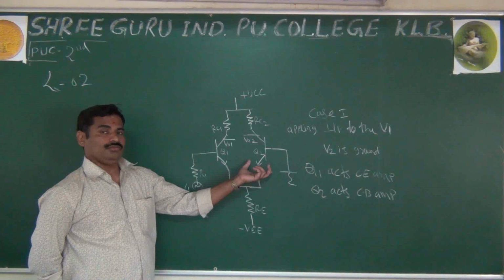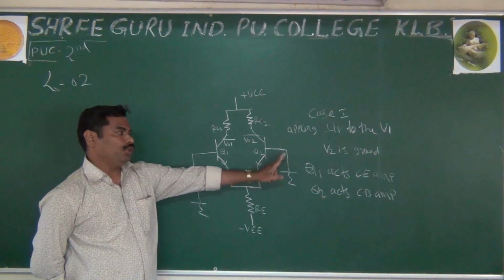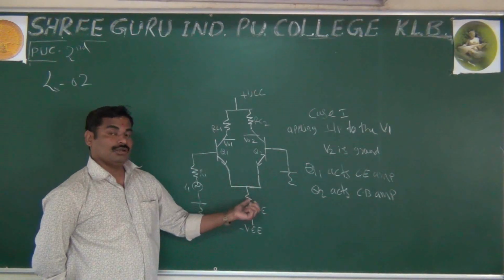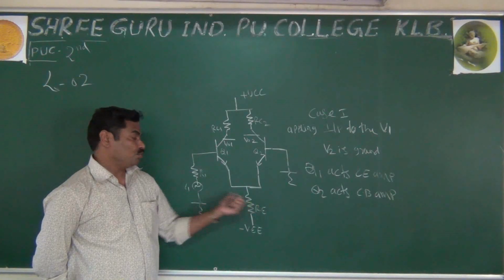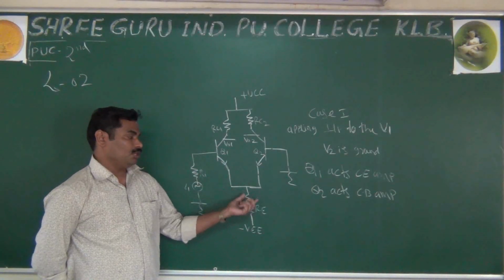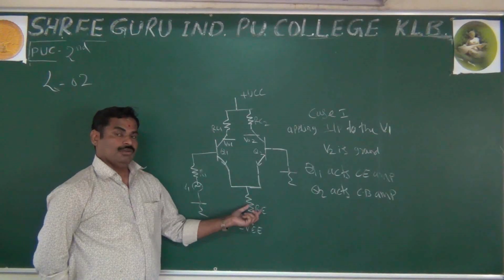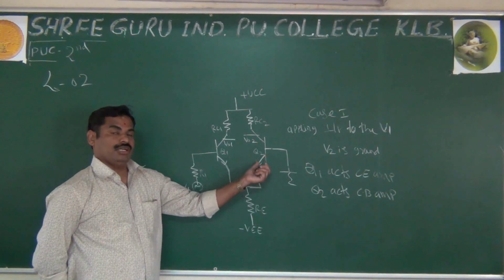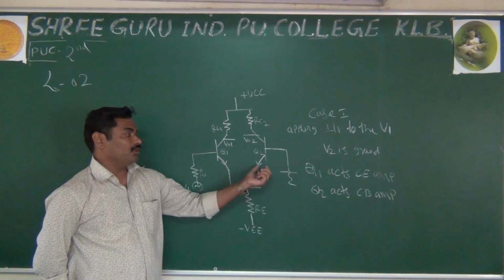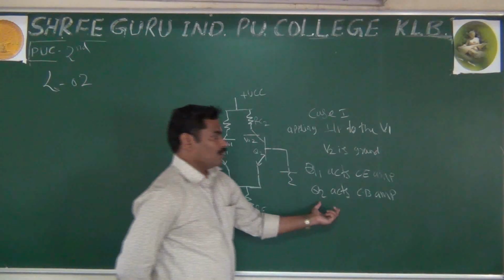What about Q2? In Q2, we are not applying any input to the base. Base is grounded, but as I said, both the emitters are connected together. It means whatever input you apply to Q1, some part of the input is dropped across the RE. And whatever voltage is dropped across RE acts as the input for Q2. Especially you are applying the input to the emitter section, and the base is grounded. It means your Q2 acts as a common base amplifier.